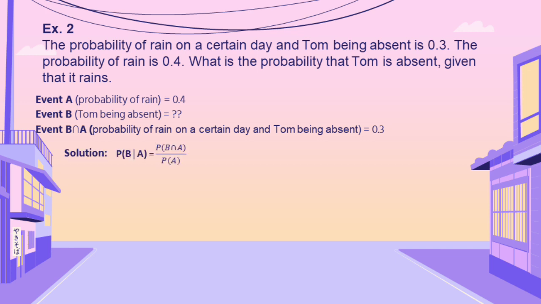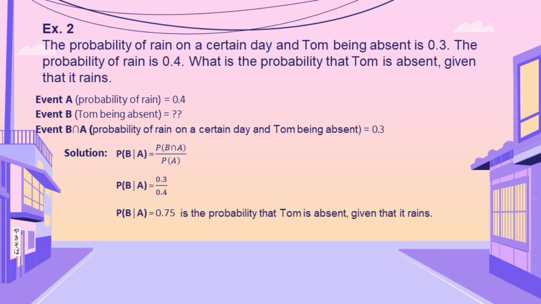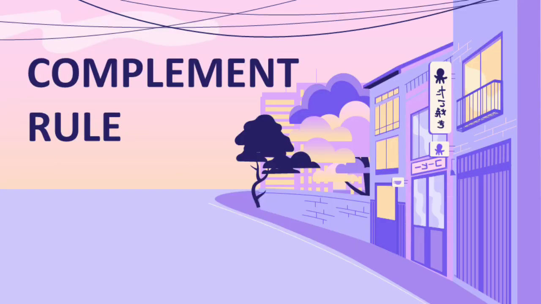The formula to be used is probability of B given A is equal to the probability of the intersection of B and A over the probability of A. Now let's substitute the corresponding values. Probability of B given A is equal to 0.3 over the probability of A, which is 0.4. To which our answer is 0.75, or 75%, is the probability that Tom is absent, given that it rains. Now let us move on to the complement rule.